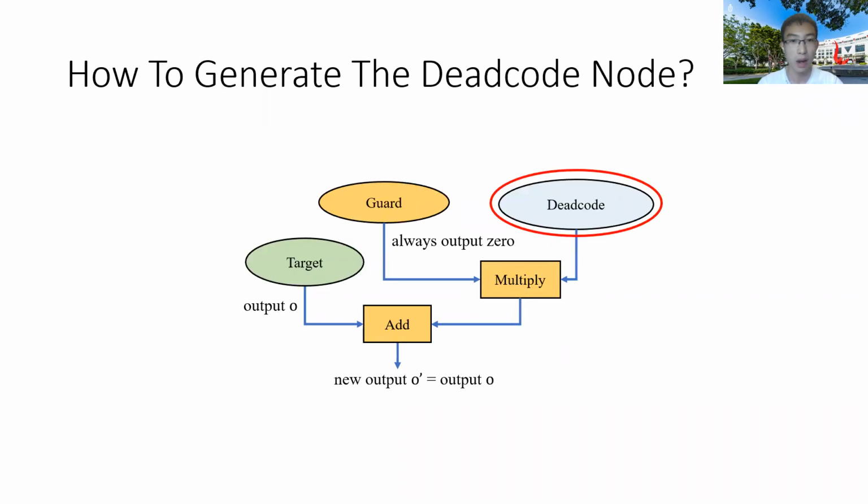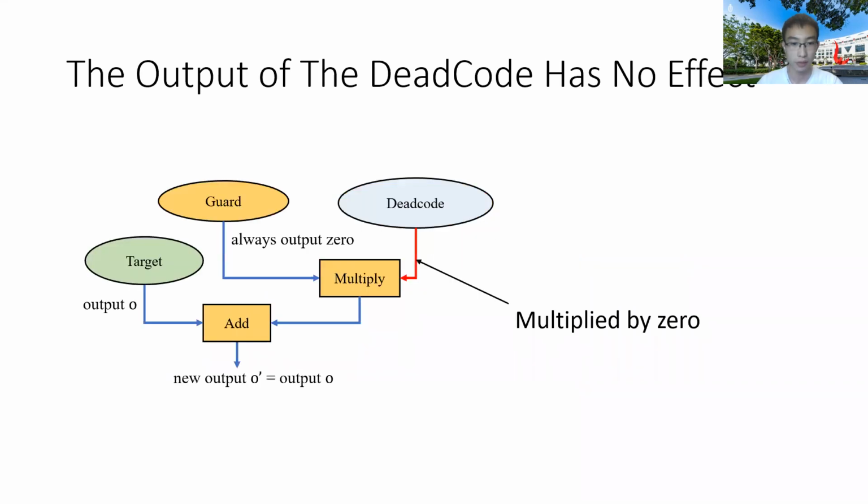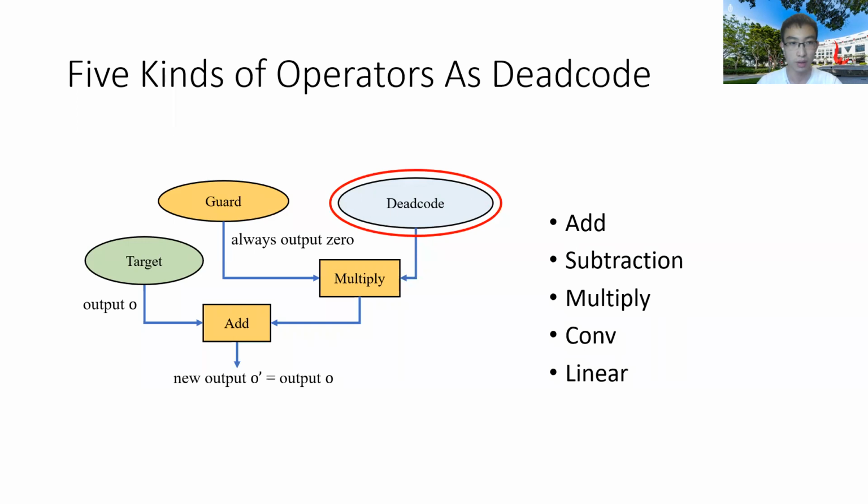By far we have seen how to generate the guard node. The next question is how do we generate the dead code node? If you notice, the output of the dead code has no effect on the final output because its output will be multiplied by 0. Therefore, we are free to choose any kind of operators as the dead code node. We choose 5 representative kinds of operators: add, subtraction, multiply, convolution, and linear.